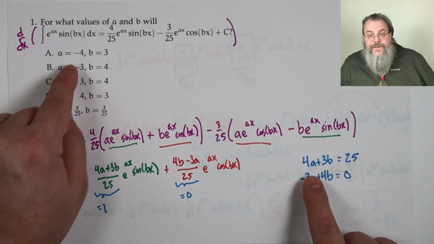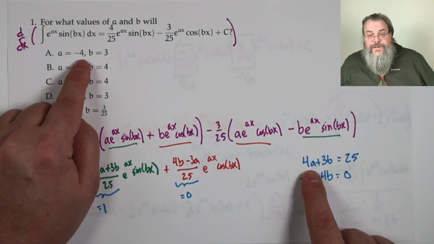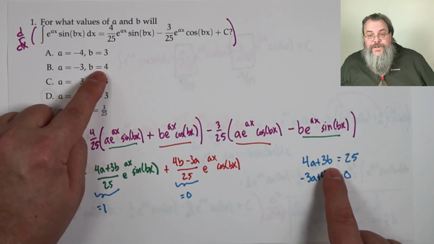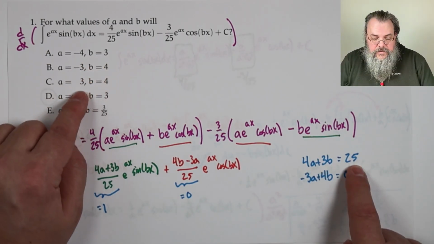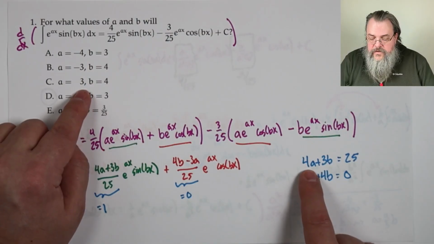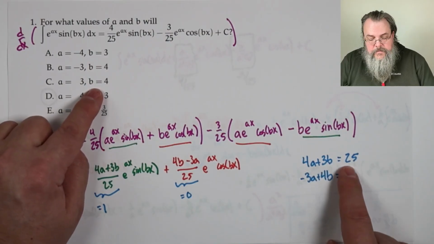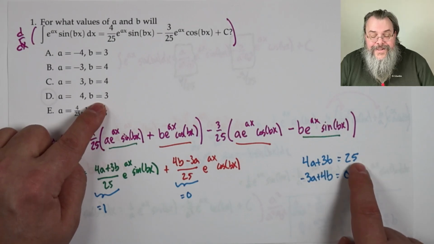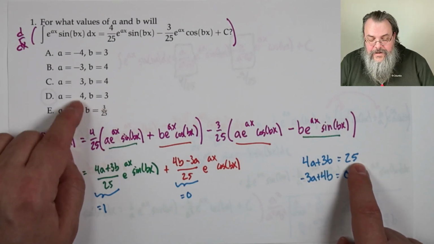We say, okay, let's just quickly run through our cases. Minus 16 plus 9, that's not 25. Minus 12 plus 12, that's not 25. Here's 12 plus 12, nope. 16 plus 9, yes. 16 plus 9 does indeed work.